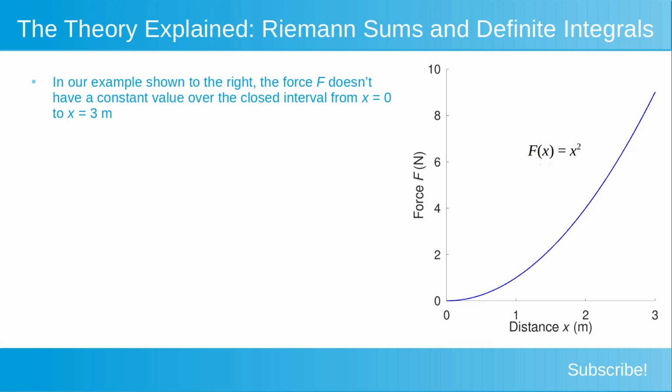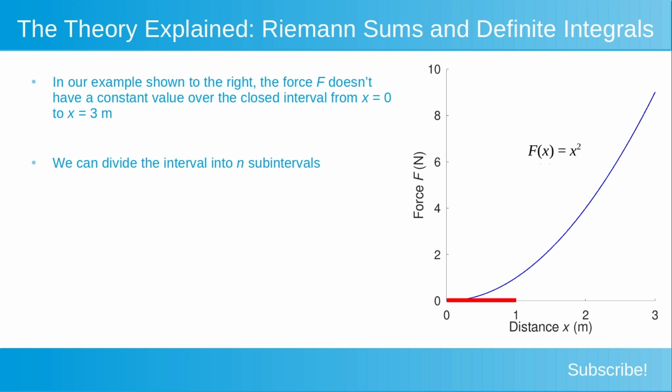What we can do instead is divide the interval into n sub-intervals. What this means is that we take our closed interval from x is equal to 0 to x is equal to 3, and we divide that up into a number of smaller intervals, which we call sub-intervals. The variable n is equal to the number of sub-intervals. For this example, we're going to use 3 sub-intervals. So our variable n is going to be equal to 3.